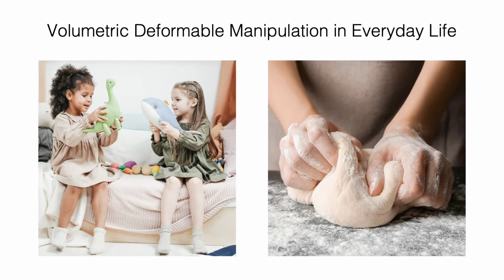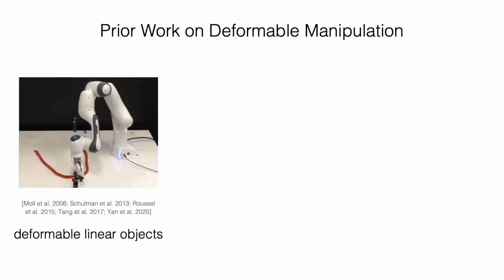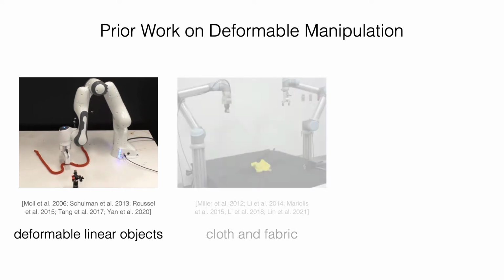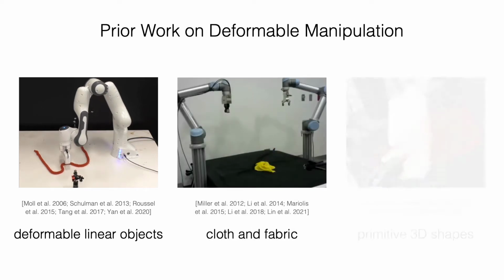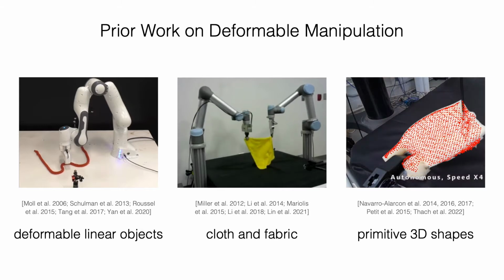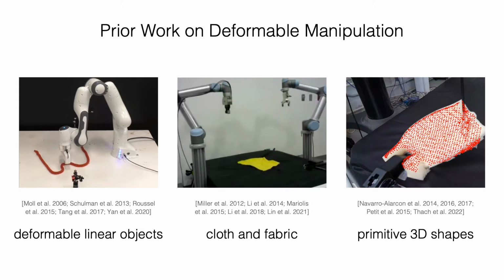From playing with plush toys to making pizza dough, deformable objects are prevalent in many daily activities. Perceiving these objects and modeling their dynamics play an integral role in building autonomous robots to interact with these soft objects. Decades of robotic research have developed algorithms for manipulating non-rigid objects. Such methods have shown success in deformable linear objects, cloth and fabric, and some simple primitive 3D shapes. However, modeling general volumetric deformable objects is still beyond reach.